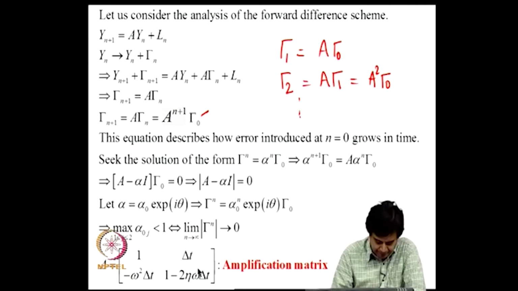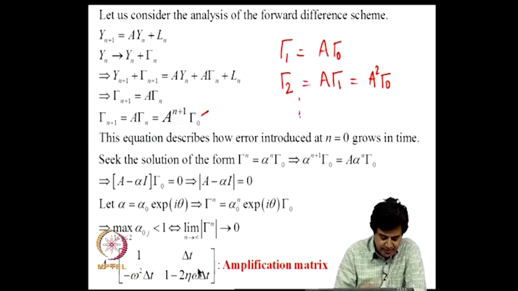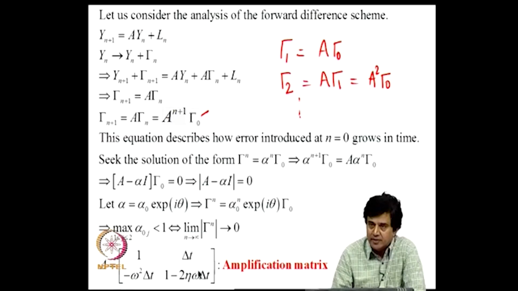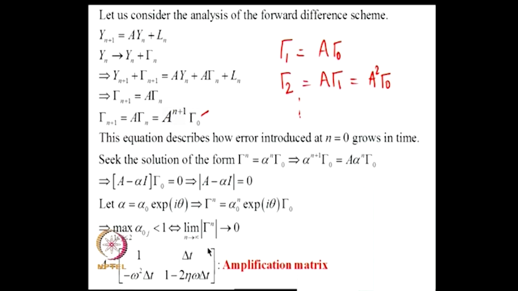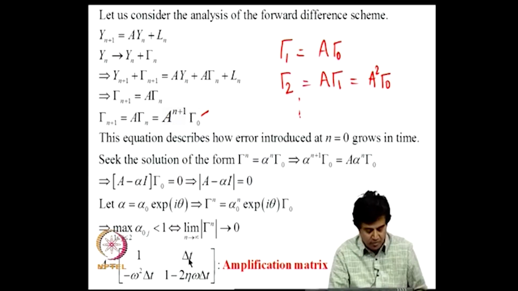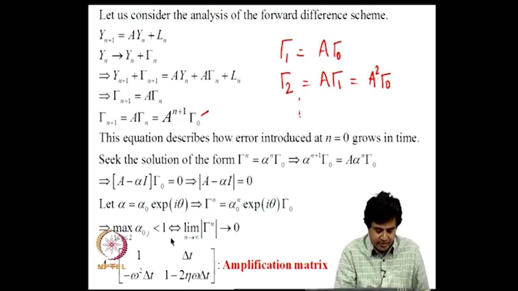So, the behavior of the growth of errors in the forward difference scheme is therefore governed by the eigenvalues of this matrix A. What are the parameters that enter this matrix A? Delta t, omega and eta. Now, eta and omega are parameters dictated by the problem on hand. On that we do not have any control when we are developing the numerical scheme. So, the only algorithmic parameter that we have is delta t.